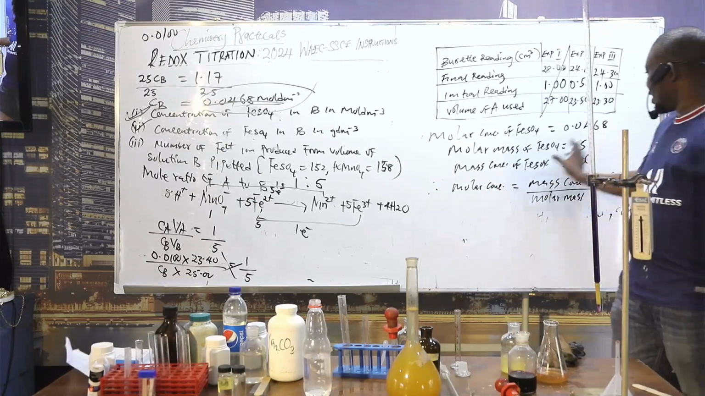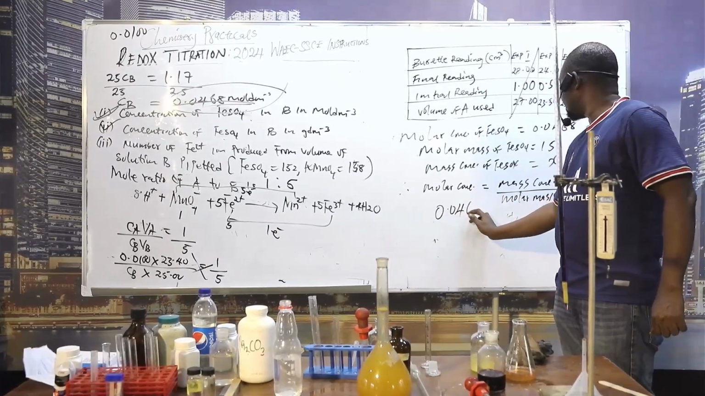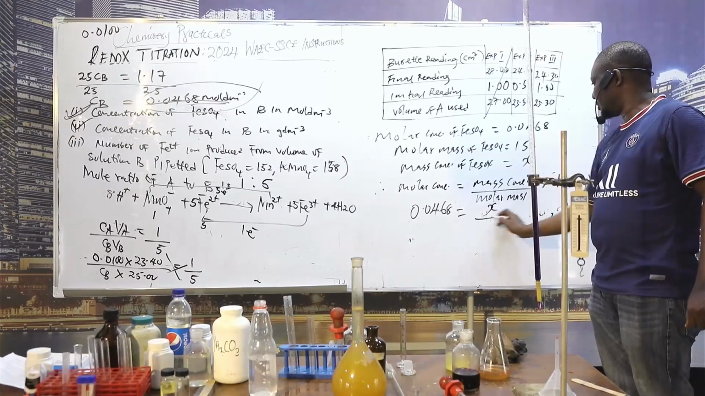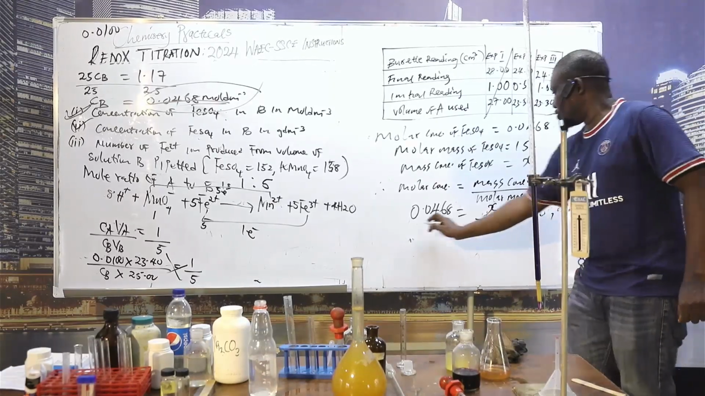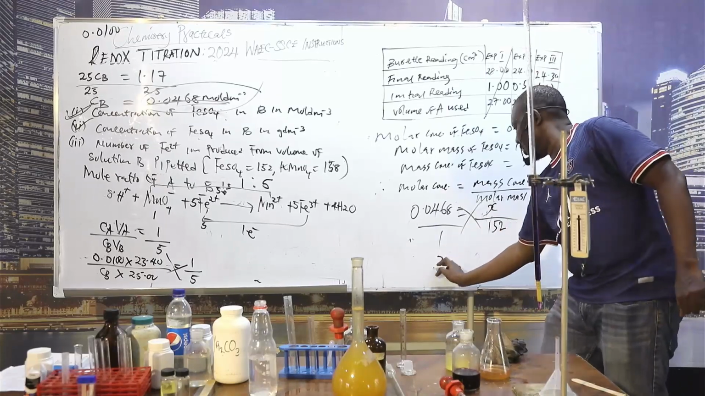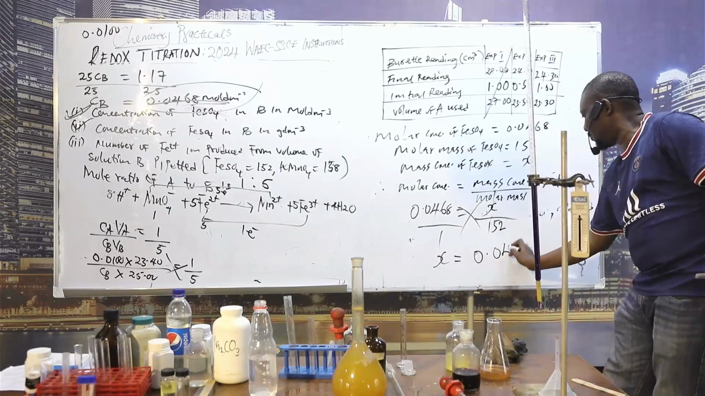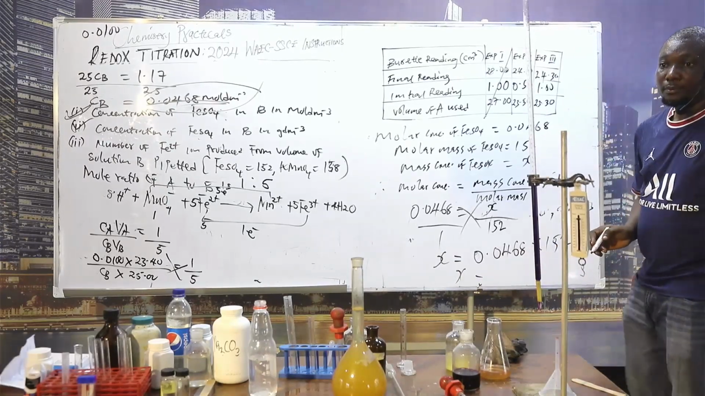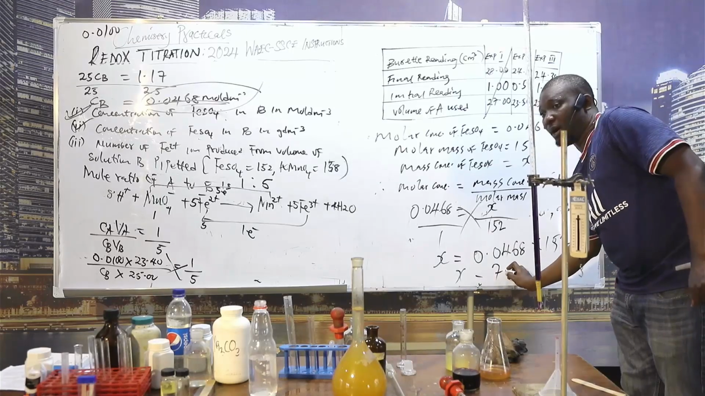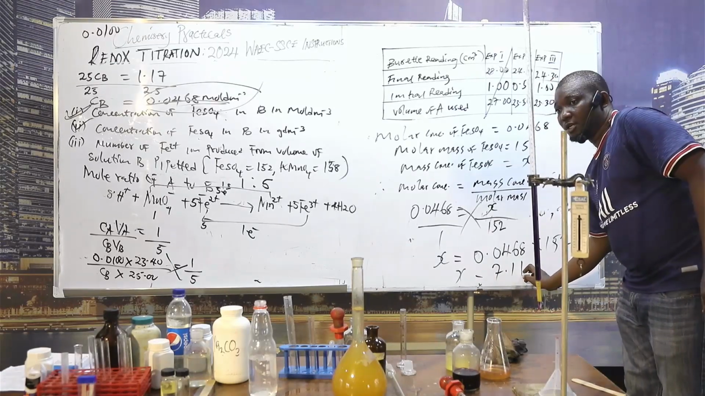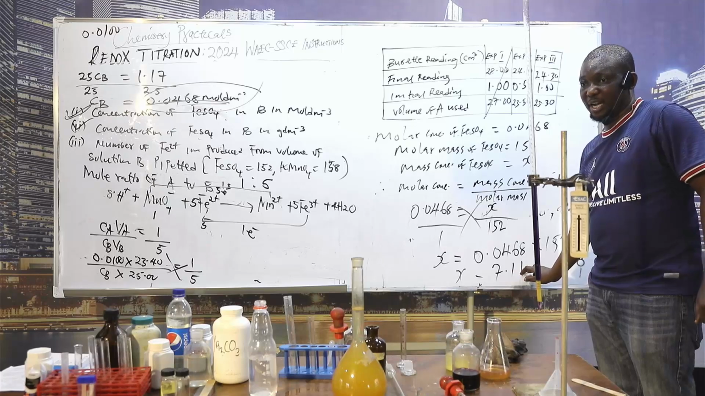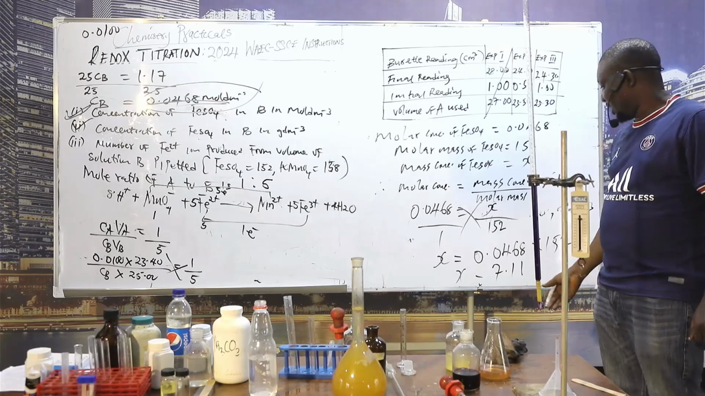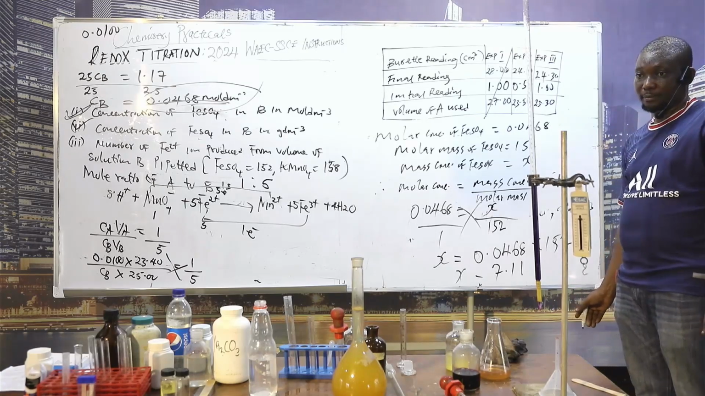So here we have 0.0468 is equal to, since mass conc is what we're looking for, X over the molar mass, 152. So we cross multiply again. So X equals 0.0468 times 152. What is my answer in gram per dm³? 7.11 what? Please keep your answer to 3 significant figures. It says 7.116, 7.114. So you can leave it at 7.11.